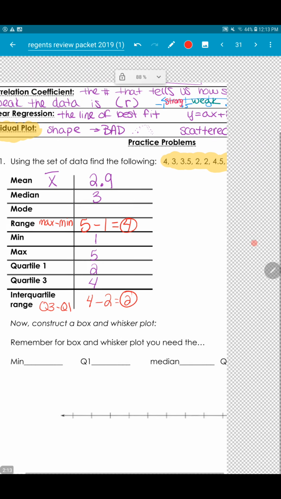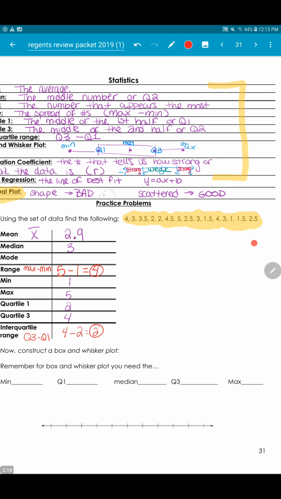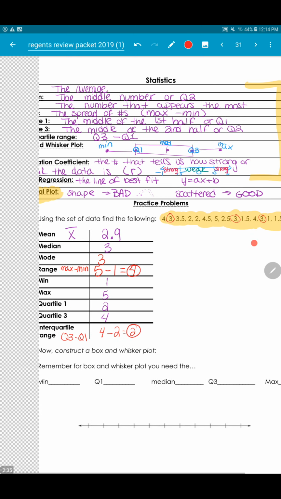Okay, and the mode is the number that repeats the most, or that we see the most. So I just have to scan my data for that, for any repeating numbers. So I see a lot of 3s. I see 1, 3, 2, 3 of them. Do any other numbers come up 3 times? No. So this is 3. This is the one we see the most.